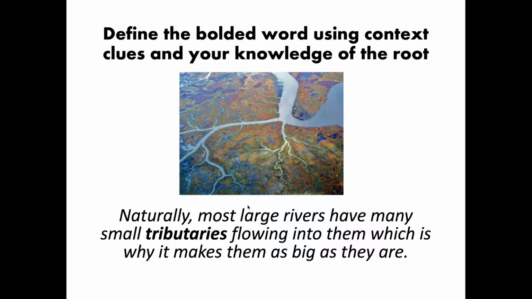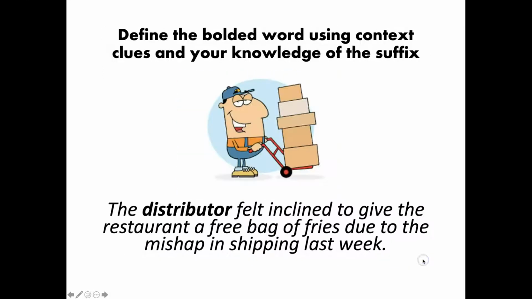All right, if you said that a tributary is a small water source that feeds into a larger river, you are correct. Because remember, that root trib means give, okay? And the sentence is saying that most large rivers have a smaller tributary flowing into them. So that tributary is giving more water, which makes the river bigger.